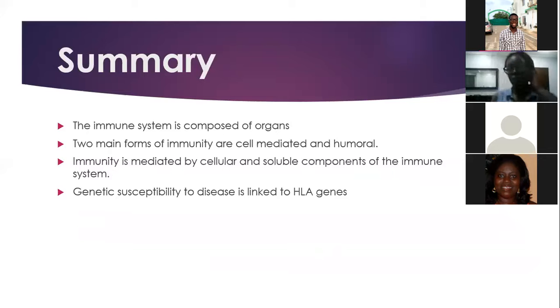Okay, it's closed. We looked at the various components of the immune system, and we looked at the fact that it's also composed of various organs. There are 2 main forms: cell-mediated immunity, which is specific, and humoral immunity, which is non-specific. Then we also have cellular components and soluble components, which are mostly proteins. And then we looked at the fact that there are genetic susceptibilities to disease, which is governed by HLA genes.